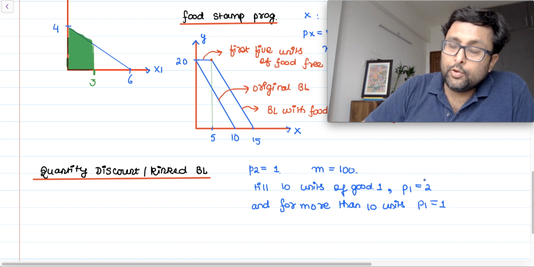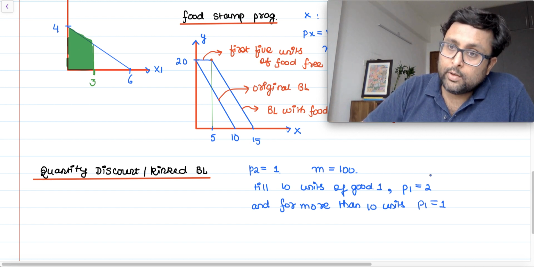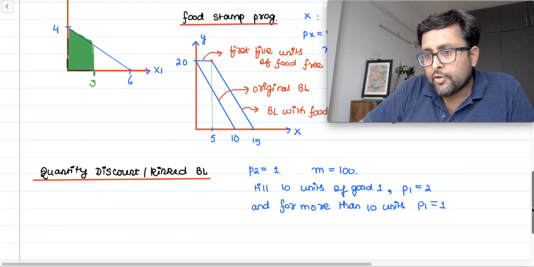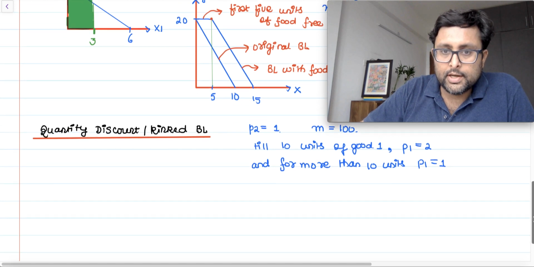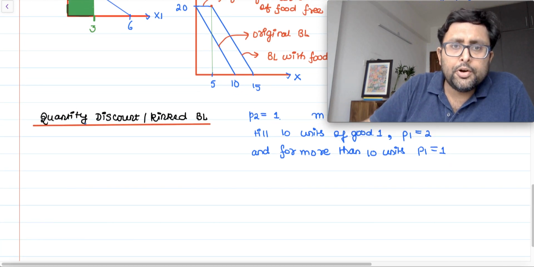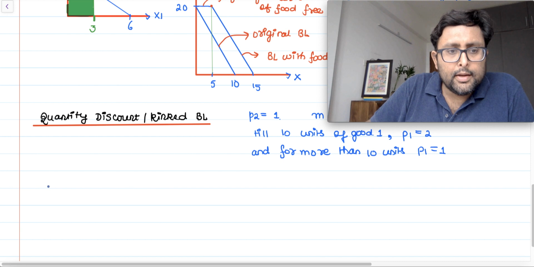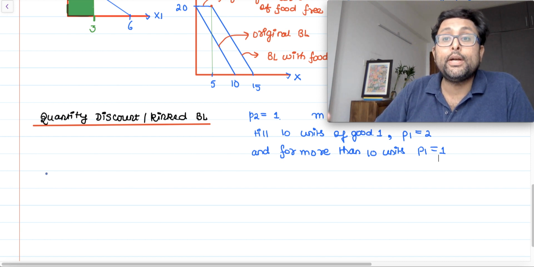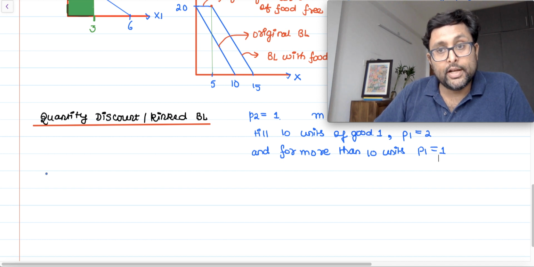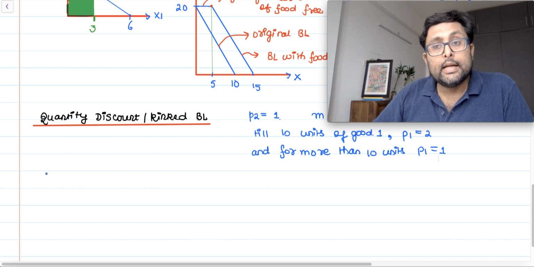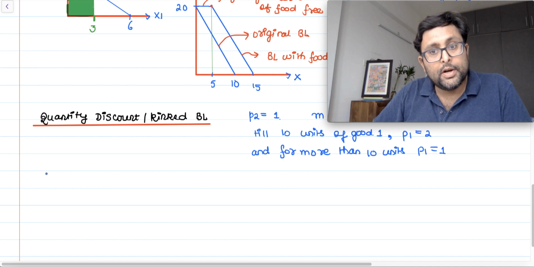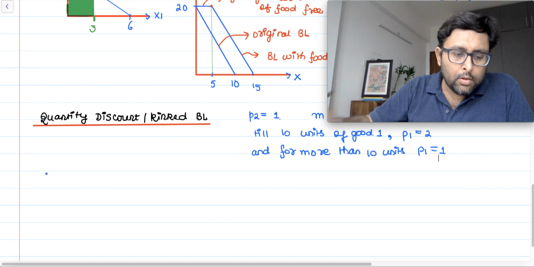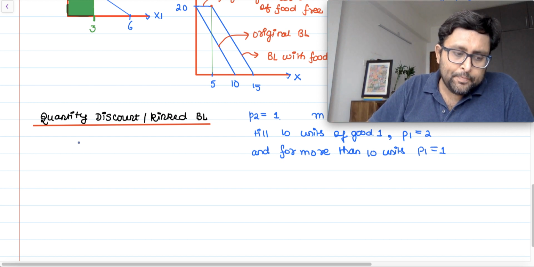For more than 10 units, the price of good one is 1. You with me? Okay. So try to solve this first of all yourself. Draw the budget line. So how do you tackle this? For x1 lying between 0 to 10, the price of good one is 2. But if you want to buy more than 10, the price of good one is 1. So how do you write this?